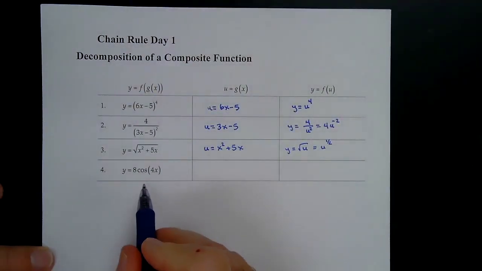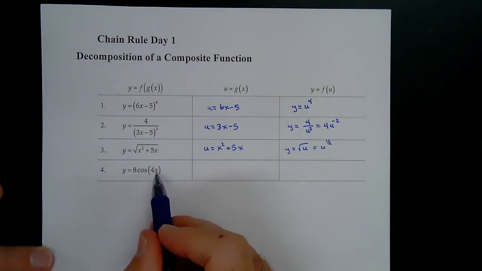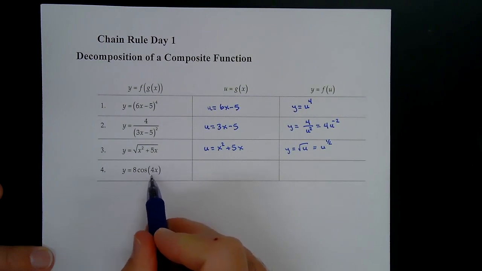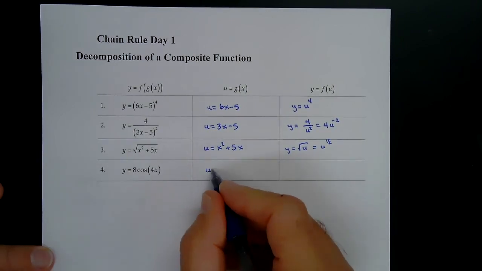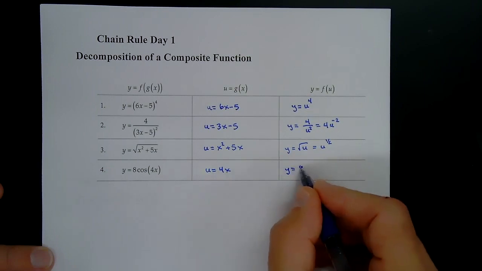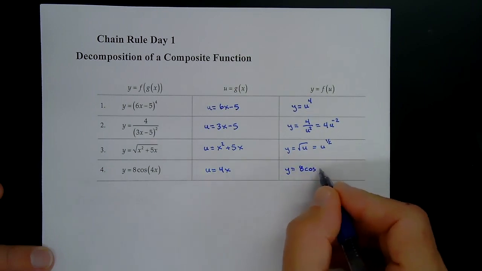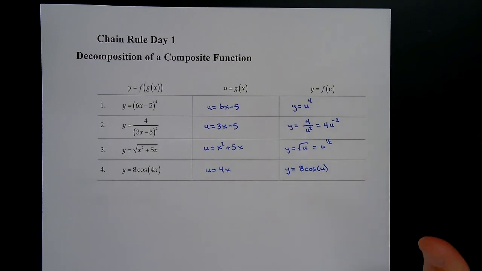Okay. The inside function for this would be this 4x right here, because we know how to take the derivative of the trig functions when it's just x. When this is just a single variable, we know how to do it. So that's what we're going to do. We're going to let u equal 4x, and y then becomes 8 times cosine of u, which we know how to take the derivative of. All right, so let me show you how this chain rule works.